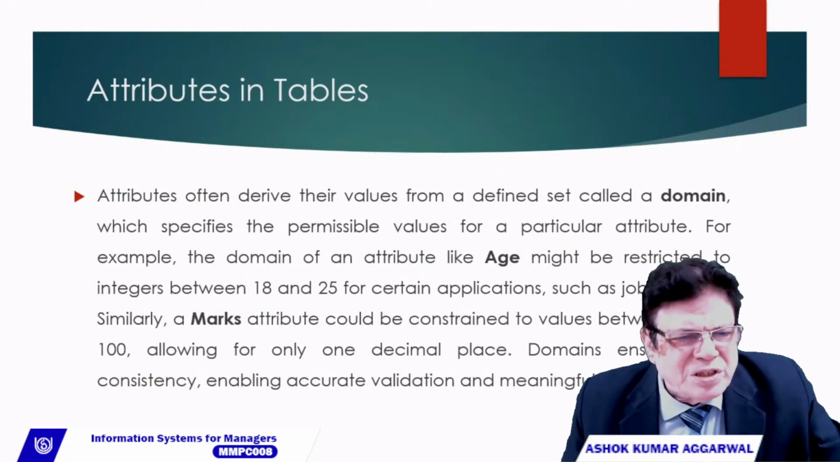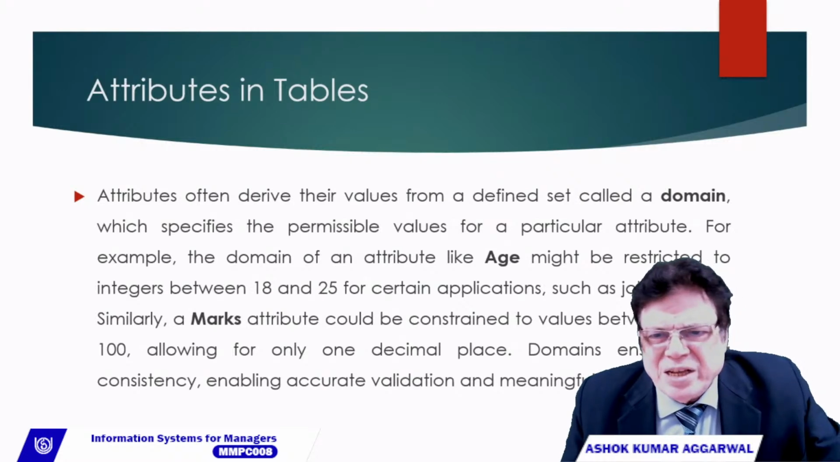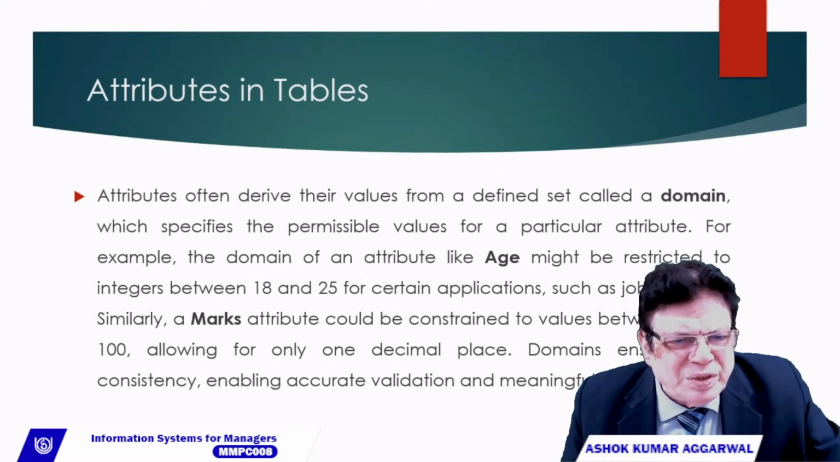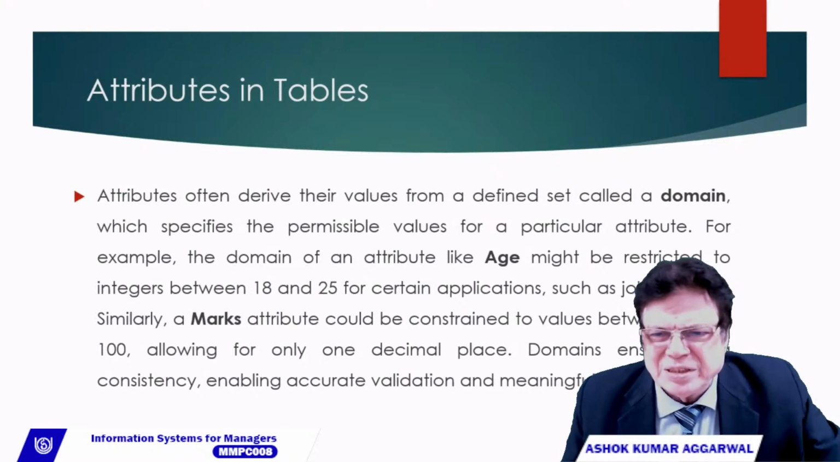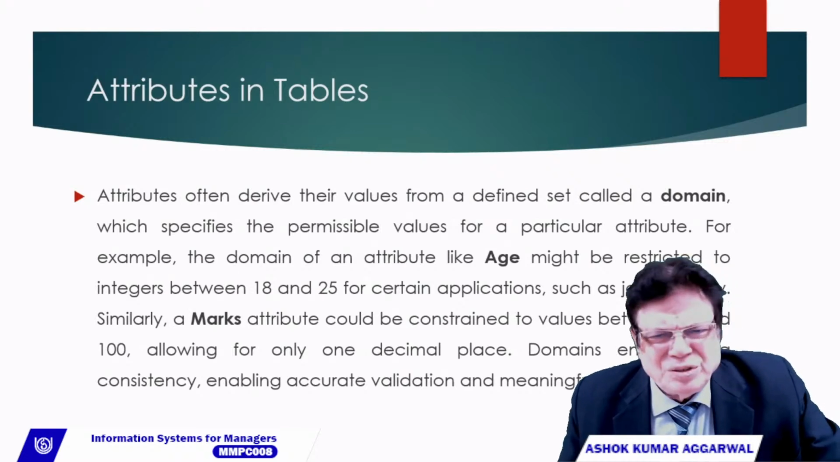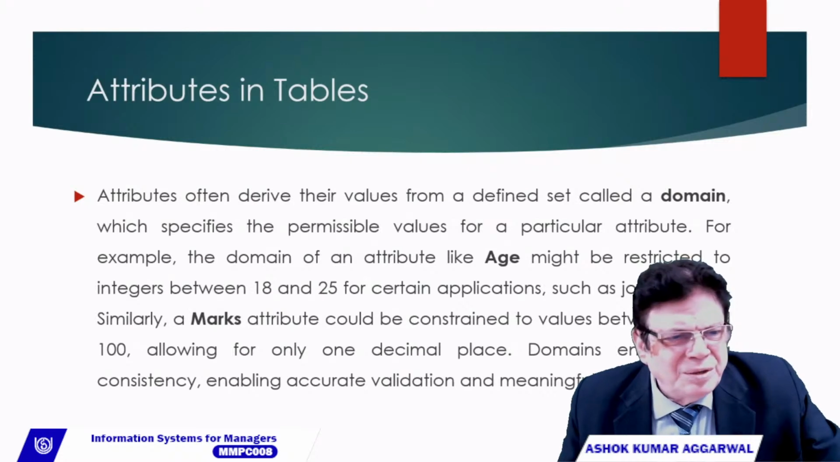attribute. For example, the domain of an attribute like age might be restricted to integers between 18 and 25 for certain applications, such as job eligibility, because normally at this age only students apply for jobs after passing out. Similarly, a marks attribute could be constrained to values between 0 and 10.